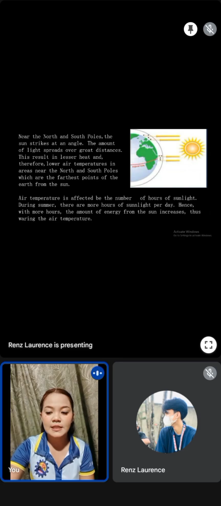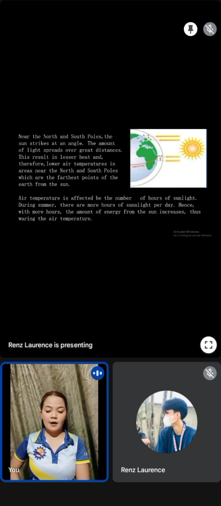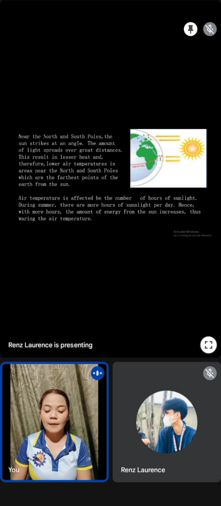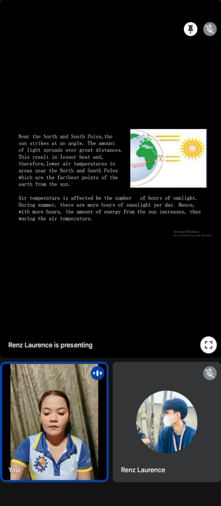Next is the nearness to water. Places near the ocean have a milder temperature, not too hot and not too cold. Water heats up and cools down slowly, keeping the nearby areas comfortable.